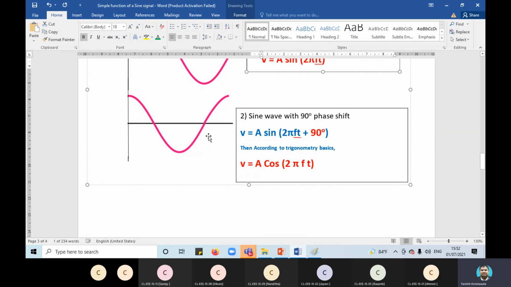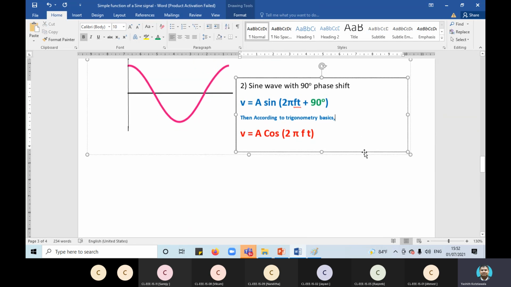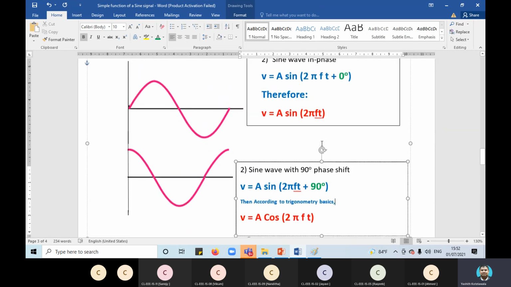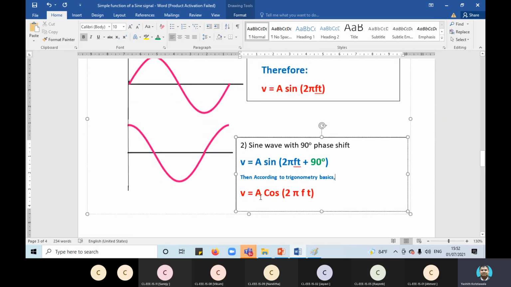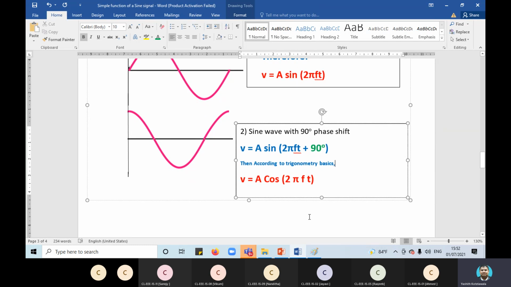When it comes to the cosine case, it is still sine with theta value 90 degrees, so it becomes cos. Sine becomes cos 2 pi ft. Then what I want you to take away is sine 2 pi ft and cos 2 pi ft. That is our conclusion.